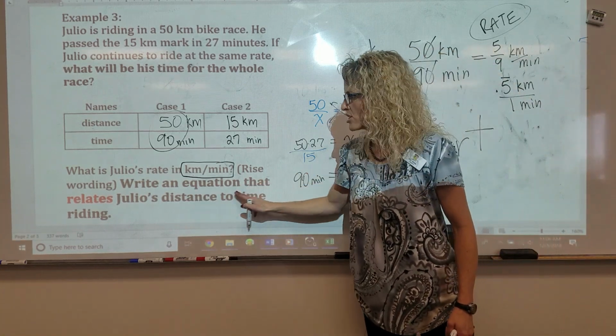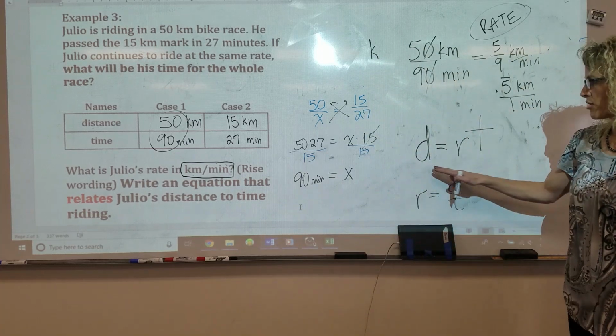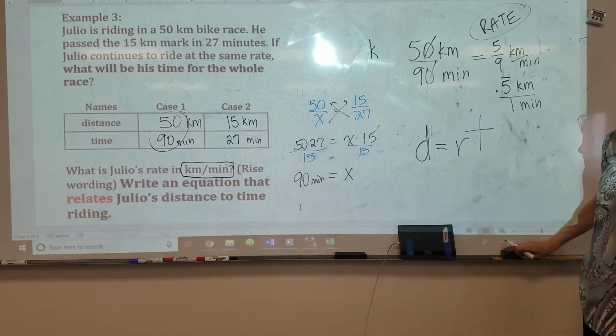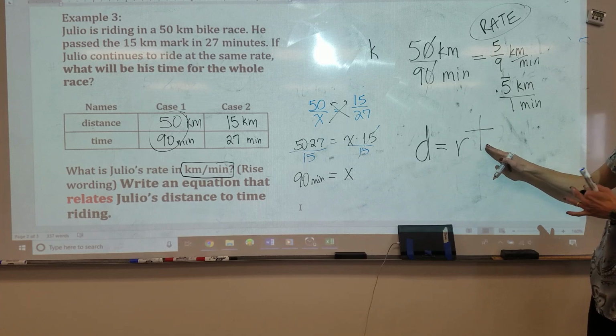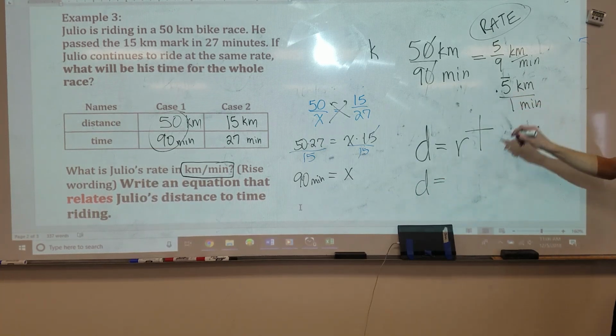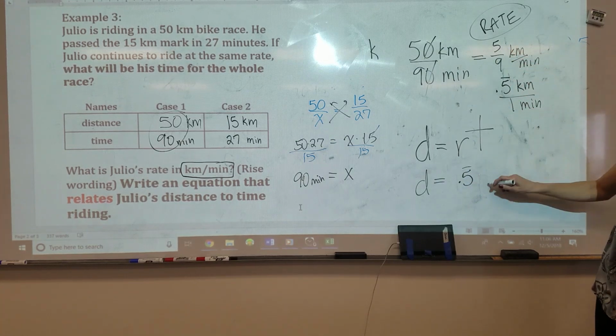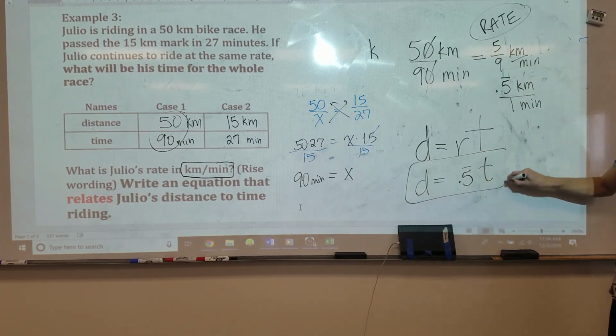It says write an equation that relates Julio's distance to time. So I'm seeing, if we want to relate Julio's distance to time, I want to start with distance, and you'll see why. His rate, we got, was 0.5 repeating, or we could use 5/9 times time. Boom. Done.